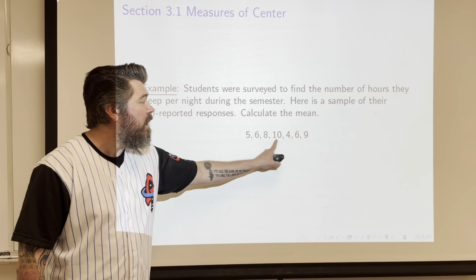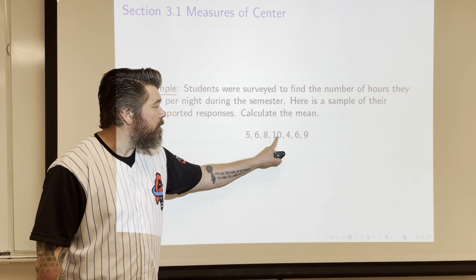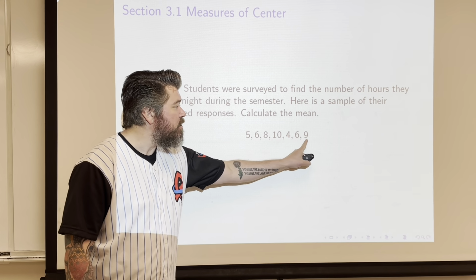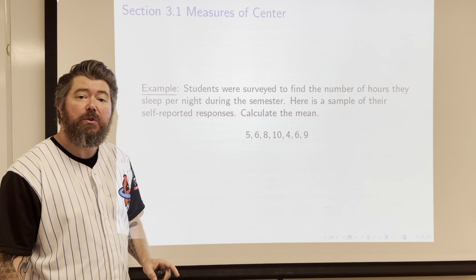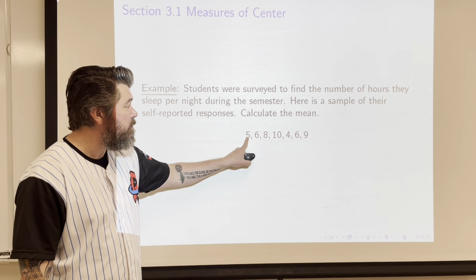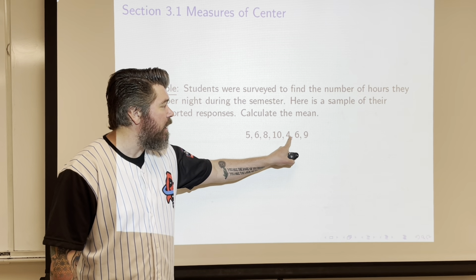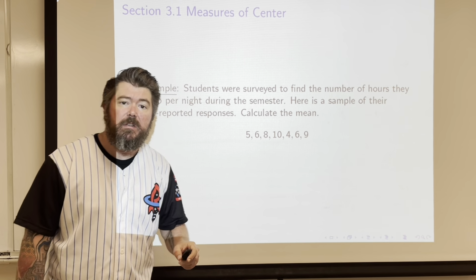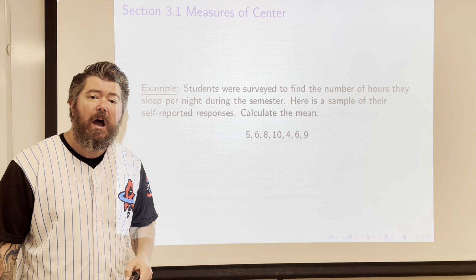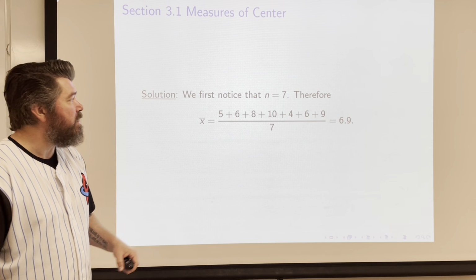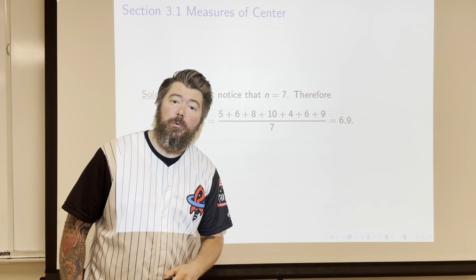Now notice there are 1, 2, 3, 4, 5, 6, 7 data values. And each of these represents an individual xi. So this would be, for example, x1, x2, x3, x4, x5, x6, and x7. So we're going to sum all the values and divide it by 7. Doing so, we get 6.9.